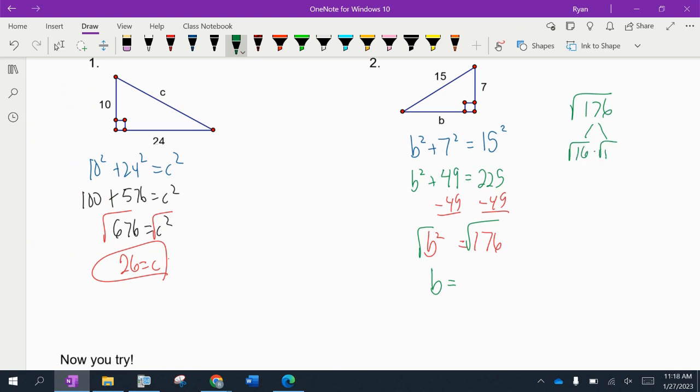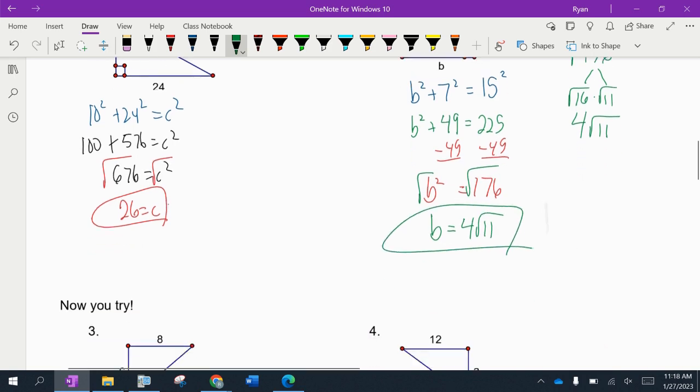Square root of 16 times the square root of 11. The square root of 16 is 4. 11 I can't do anything with, so the unknown side, or B, is 4 square root of 11.